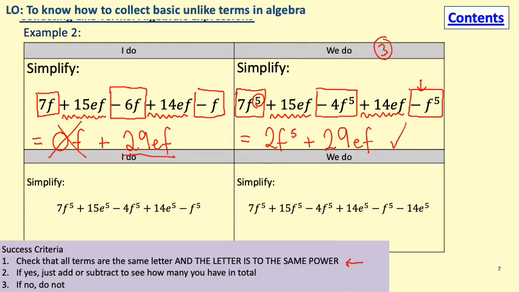So next we're moving on to the next I do. So again, I'll start off with this one. So I'm going to start off by squaring my first term. Then it's an f to the 5. So have we got any more f to the 5s? We do. We have one here. It's a negative 4 of them. And then we also have another negative one at the end. So then my next terms are 15e to the power of 5 and positive 14e to the power of 5. So 7f to the 5, subtract 4f to the 5, it's going to leave us with 3f to the 5. Subtract f to the 5, so that's going to leave us with 2f to the 5.